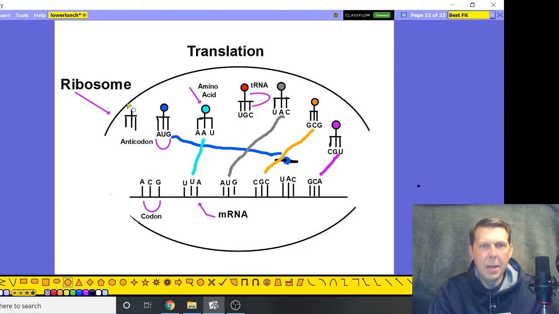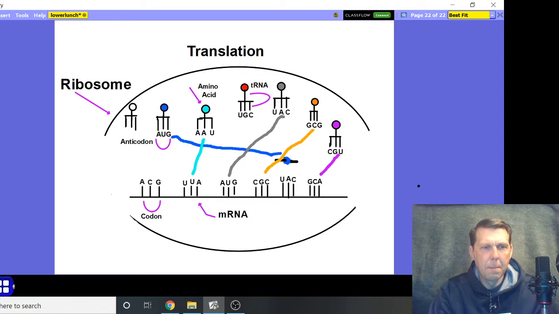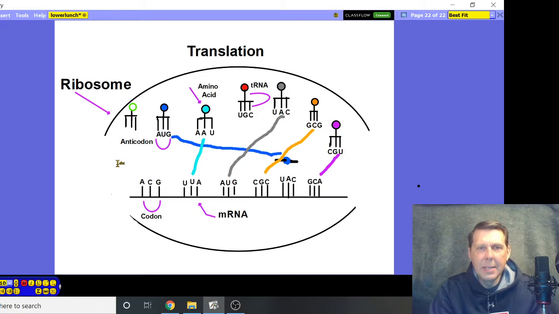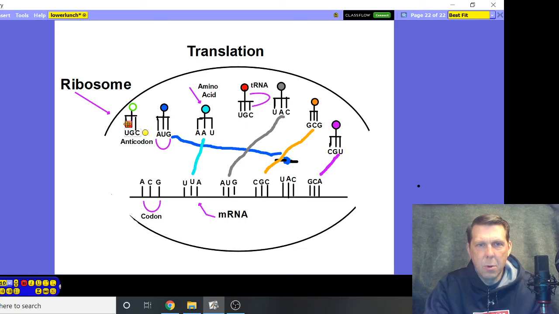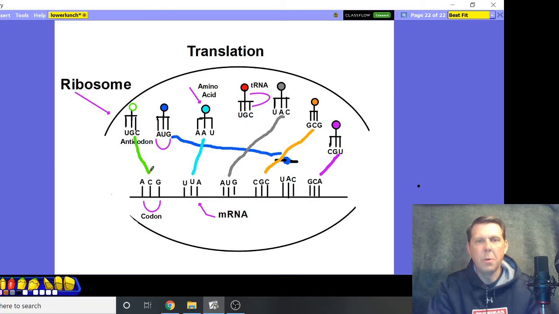Okay. And we need an amino acid on top, and we need to give it a color. We haven't used green yet. We'll make it green. That's close enough. Okay, now we need to make the anticodon for this one here. This is ACG. So what must the anticodon be if we want that to match up? A codes for U, C codes for G, and G codes for C. This one will now match up with that one. U, G, C. This one will go there.